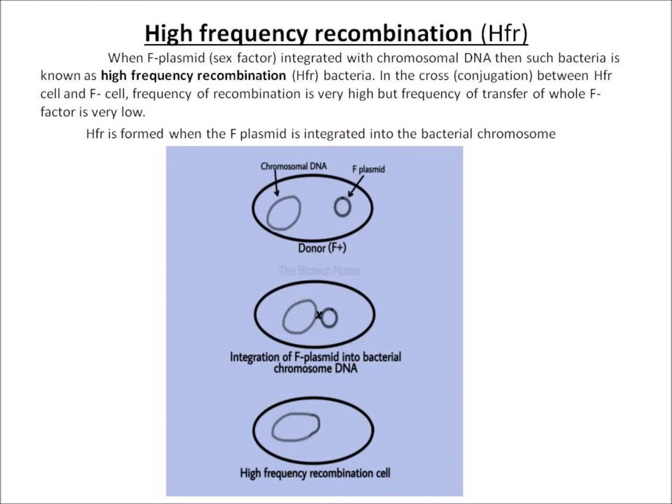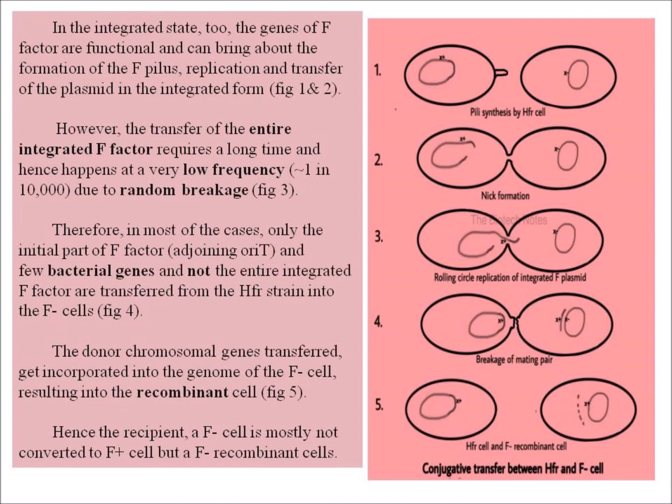The diagram shows formation of HFR strain when the F plasmid is integrated into the bacterial chromosome. See here in this diagram, chromosomal DNA and F plasmid is shown, that is called as donor. In conjugation we already studied donor or F plus strain. Then integration of F plasmid into bacterial chromosome DNA takes place and HFR strain or high frequency recombination cell is formed. In the integrated state too, the genes of F factor are functional and can bring about the formation of the F pilus, replication and transfer of the plasmid in the integrated form.